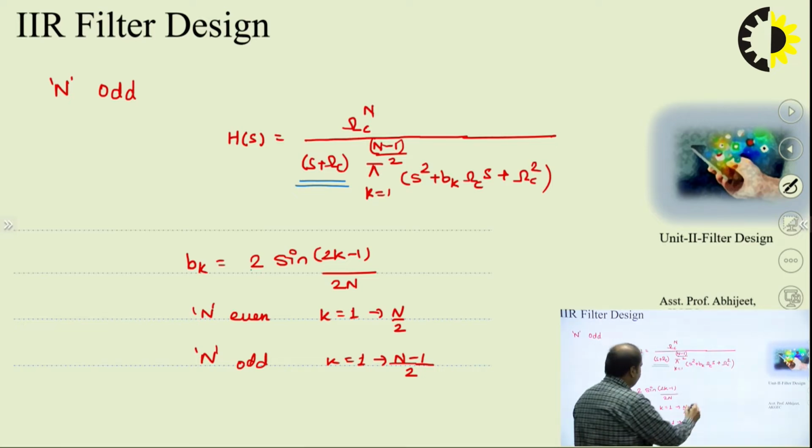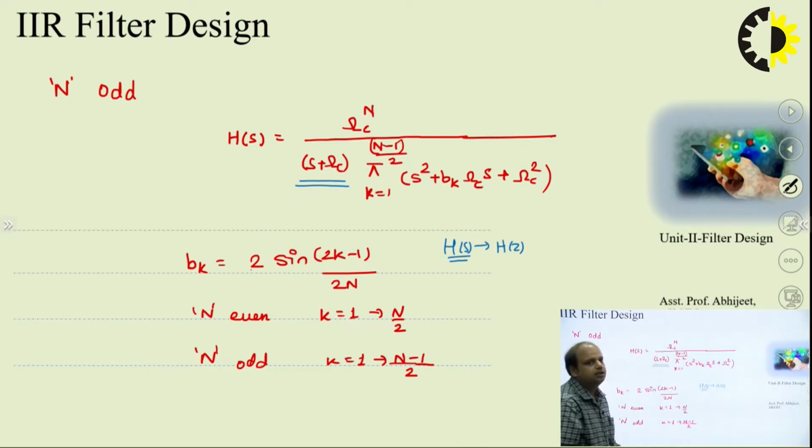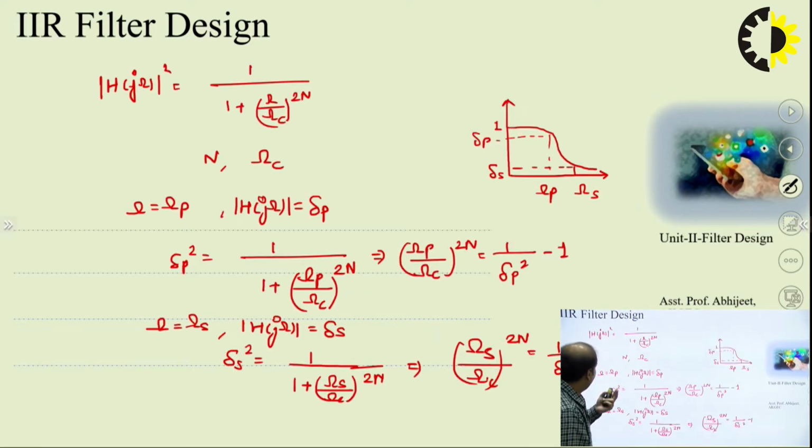We have already seen that if we can write H of S, we just need to convert it into H of Z, because H of S has been designed using the specifications of the digital filter. Also we require n and omega c. So how can I evaluate them?